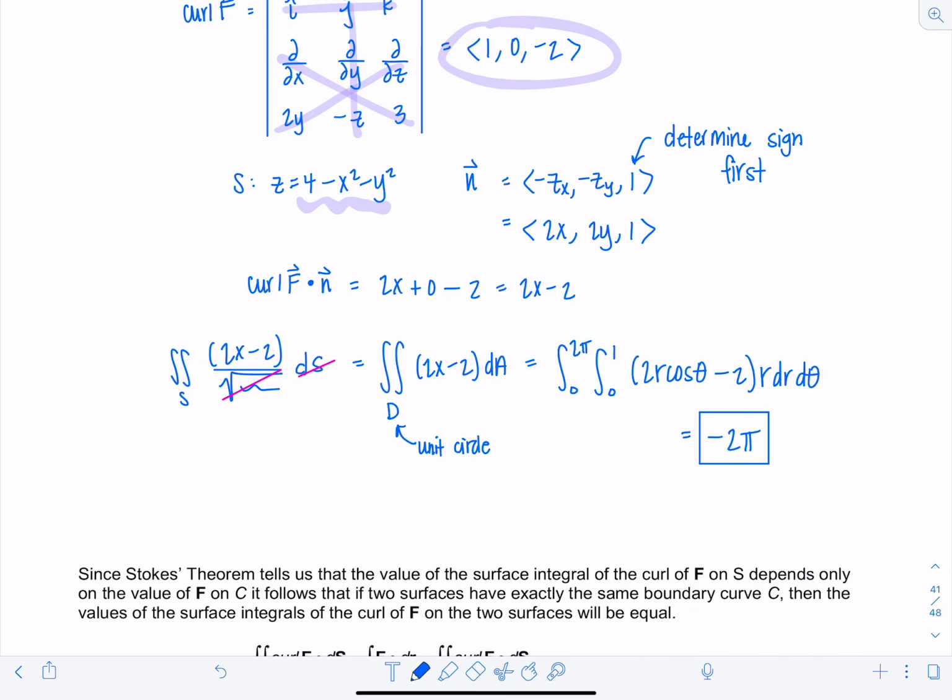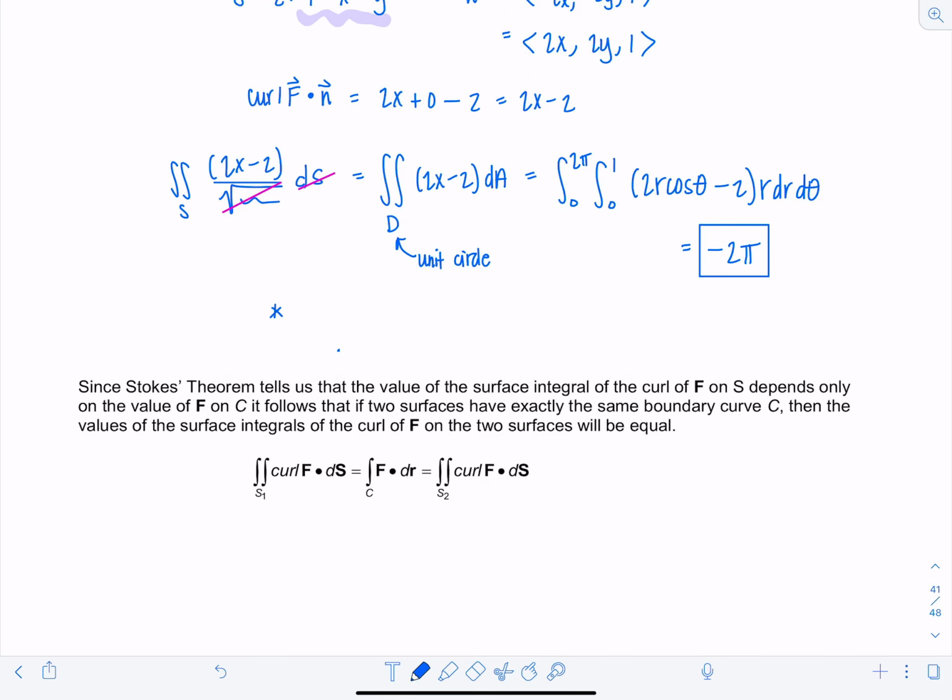So the result was the same using both methods, which means we verified Stokes' theorem for this particular problem. Yes, the result was the same using both methods. It doesn't mean we proved Stokes' theorem. We just verified it for this particular problem.